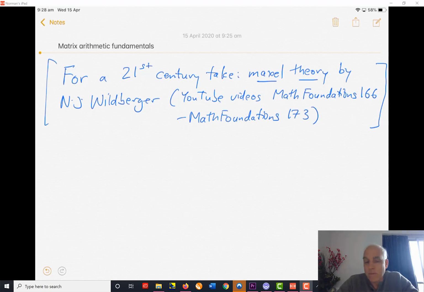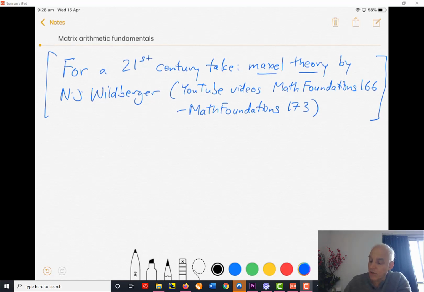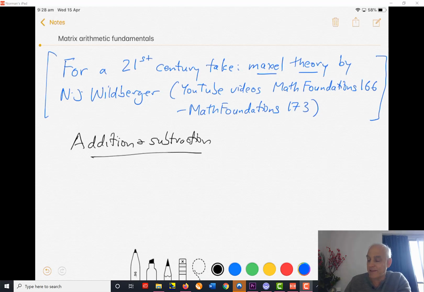Okay, so with matrices, we look at arrays of numbers. So the first operations are just addition and subtraction of matrices. And the crucial thing there is that the matrices have to be the same size. So only for matrices of the same size.